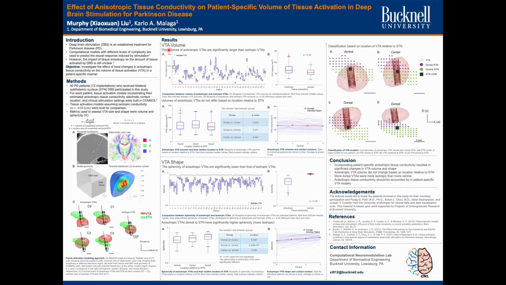Anisotropic VTA volume was found to be significantly larger than that of isotropic VTA across all the patients. The anisotropic VTAs were classified into three groups based on their relative location to the STN. However, none of those groups show significant difference in VTA volumes.